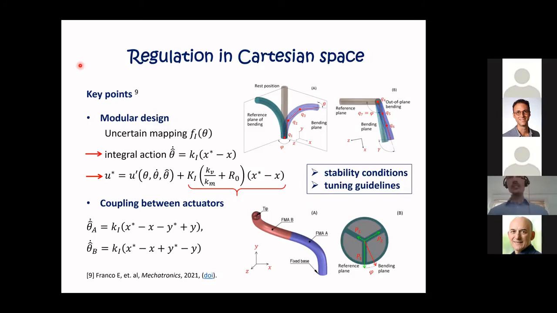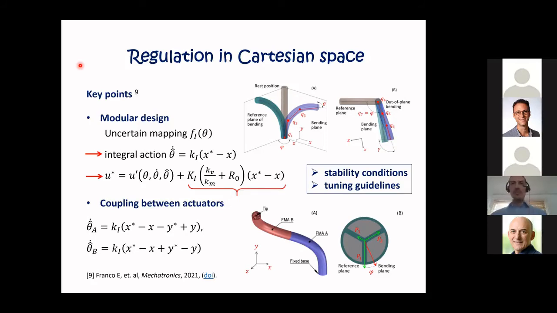Another aspect, very quickly, is related to the regulation in Cartesian space. I thought to present this as an example of a higher level of complexity. So far we talked about regulation in joint space. And what happens if we want to regulate in Cartesian space? The good news is that we don't have to throw away everything we've done so far. We can build on top of it in a modular fashion.